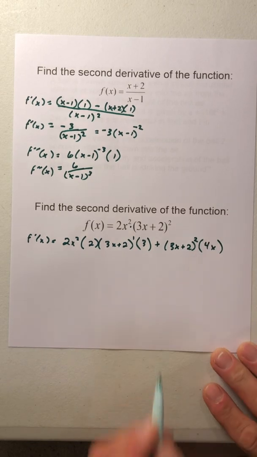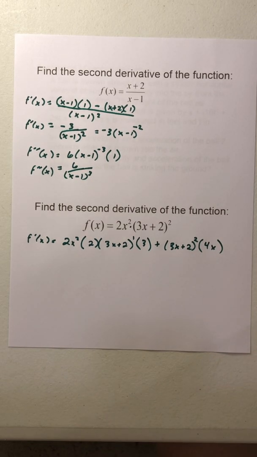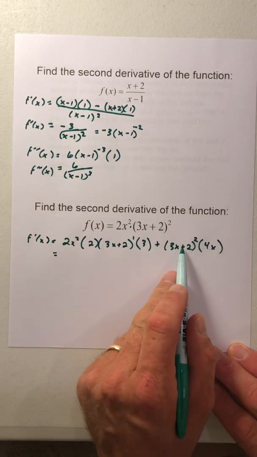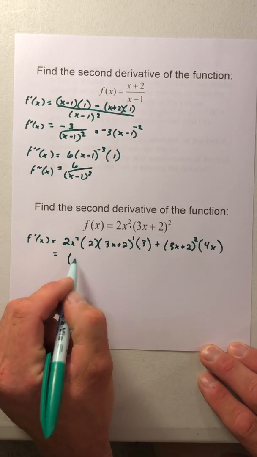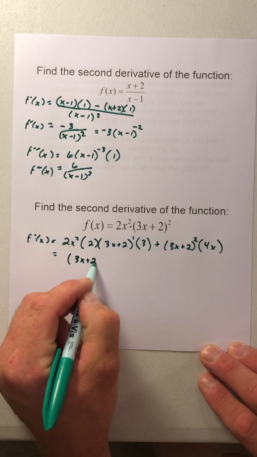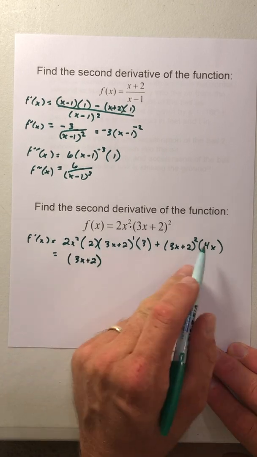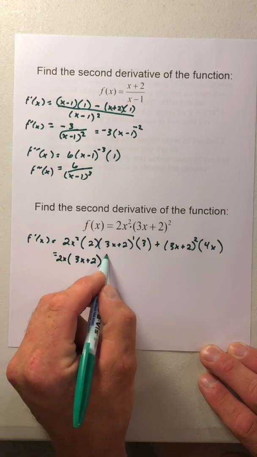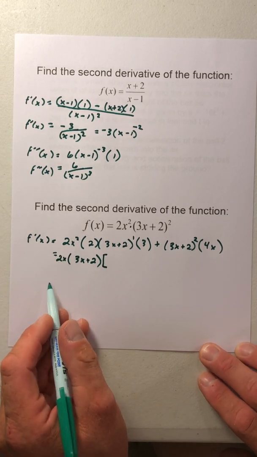which is 4x. At this point, there's a lot of things you can do with it. Personally, it doesn't matter to me how you do them. What I see with this, I see a (3x + 2) in common. So I'm going to pull that out to start with. You could also pull out a 2 and an x. Again, that's quite up to you if we want to look at that factored form.